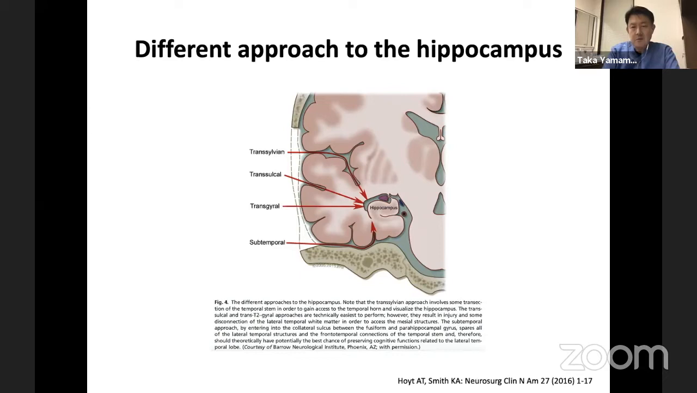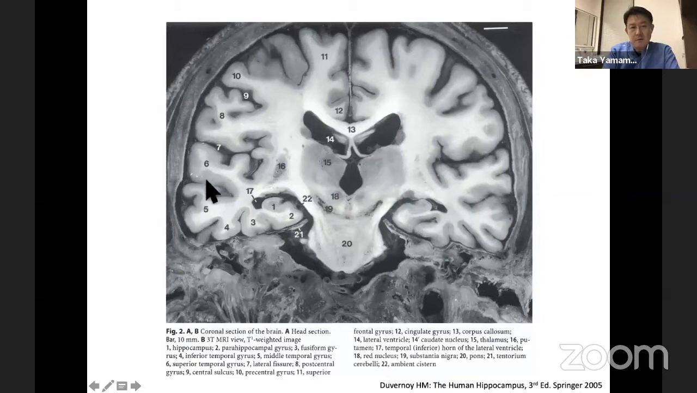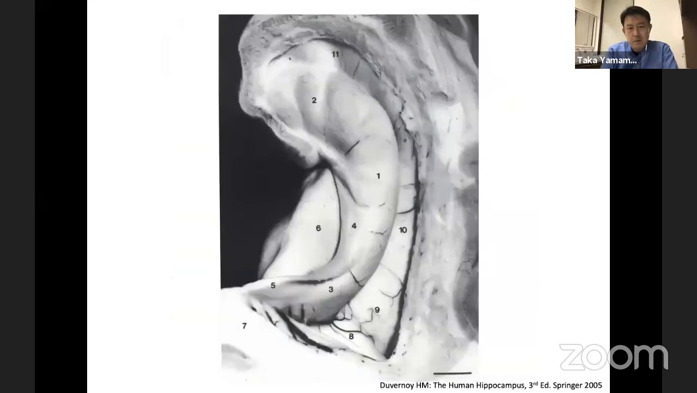This is our typical approach. And this is a coronal section of a real cadaver. We can see this real structure and make a surgical image before the real surgical procedure. And this is a hippocampus. So we should know the real anatomy: the hippocampal head, body, and tail, the parahippocampal gyrus, and also the collateral eminence. And then we can resect these regions at the surgery.